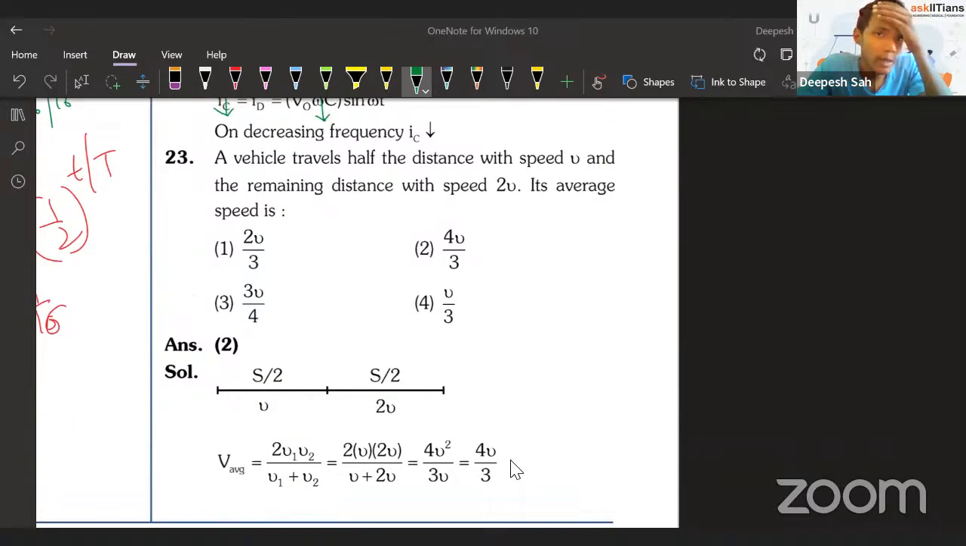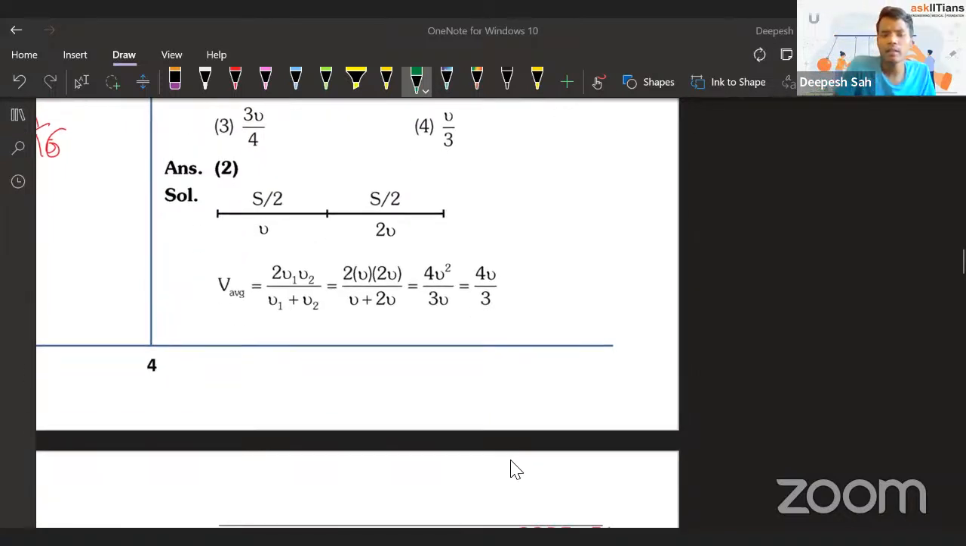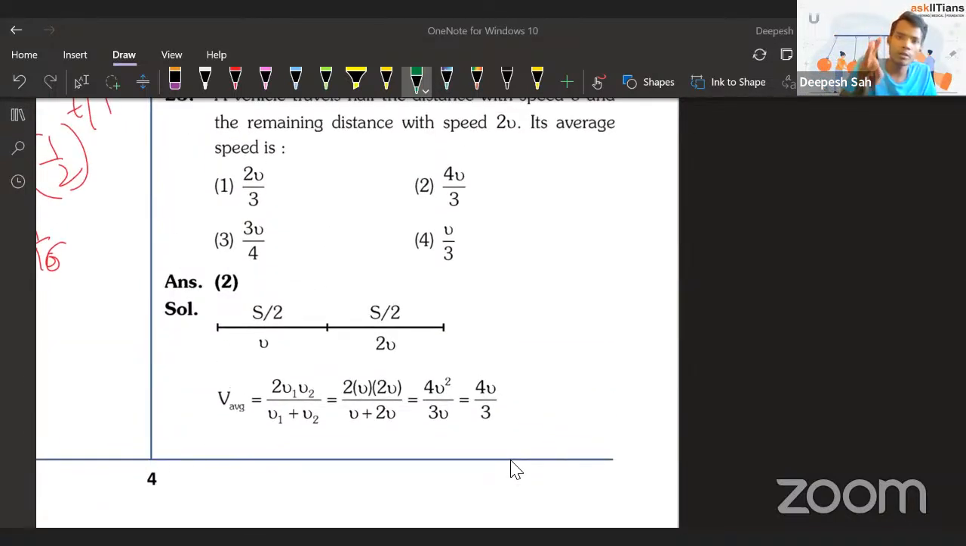Question 23. A vehicle travels half the distance with speed v and the remaining with 2v. Average speed is? Again, this is a kind of question where you do not have the total distance or total time, you don't have both of them. So you can consider the total distance to be S. Half of it is covered with v, another half with 2v. Average speed will be total distance, which is S, divided by total time.